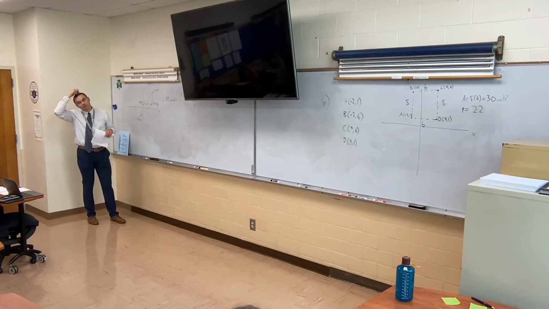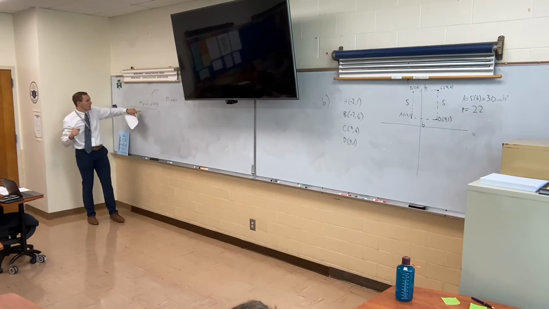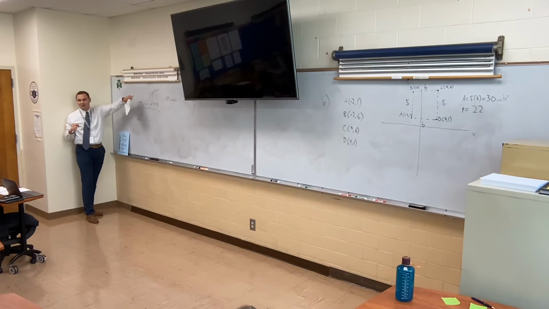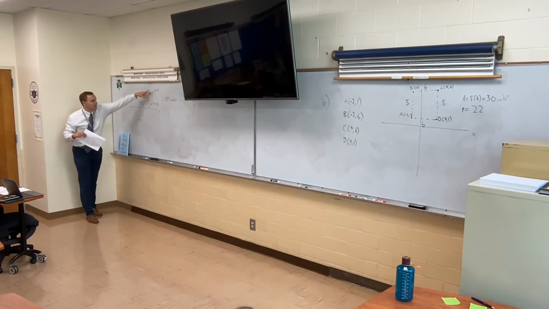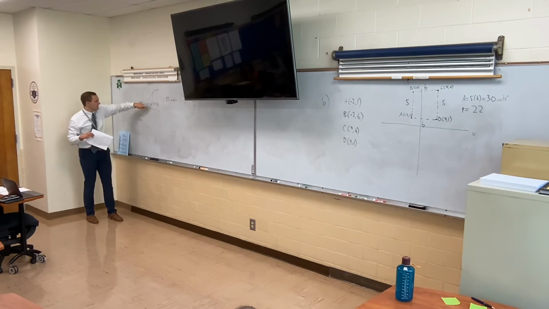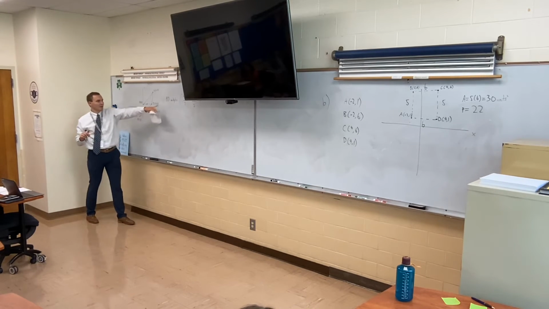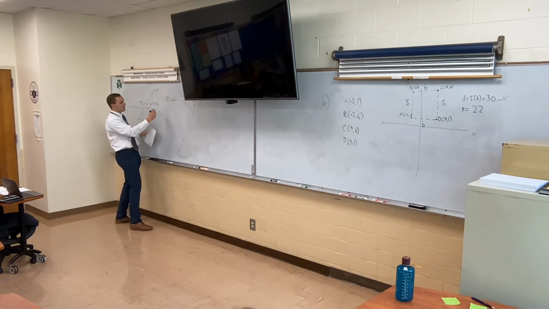Yeah, so I need to show that these 4 points form a quadrilateral, and I want to show that the diagonals bisect each other. So I need to figure out which segments are my diagonals. Is it BC? It's not BC, right? It's BD and AC. I had to see which ones are across from each other. That's why I plotted it real quick. Okay. So here's my BD midpoint and then my AC midpoint.